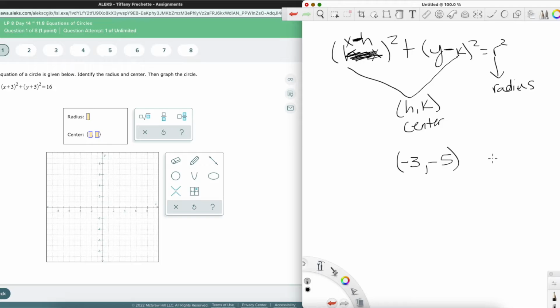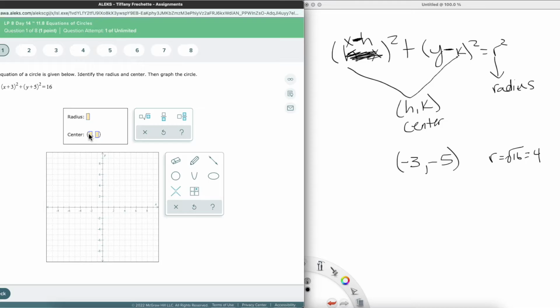So r is going to be the square root of 16, which is, that's an ugly square root sign. I don't know what I was doing there. There we go. That's a little better. Equals 4. So I have 4, and I have negative 3, and negative 5.